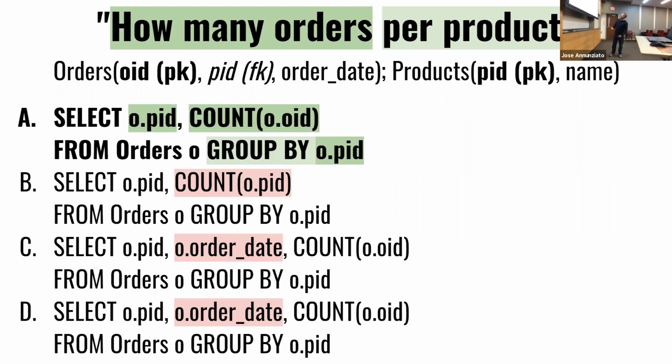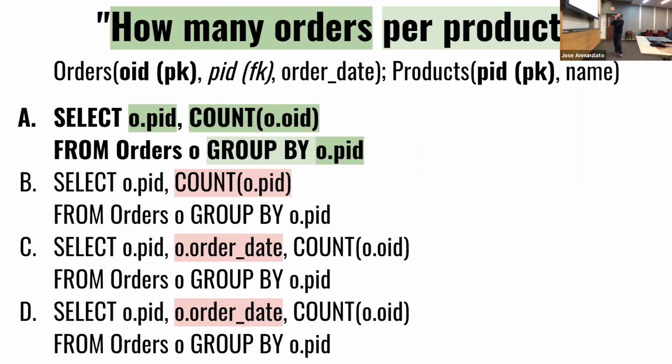So let's look at the select. Notice that in this one I have in the select the order date, right? But again, in the select statement, you can only have things that you have grouped by or that you're aggregating. So you cannot have the order date. So that's wrong too, right? These are wrong.